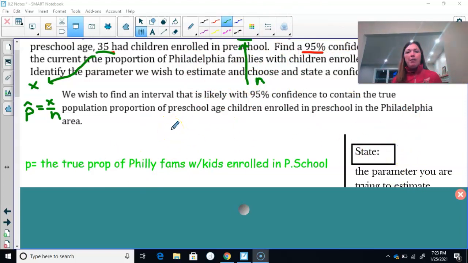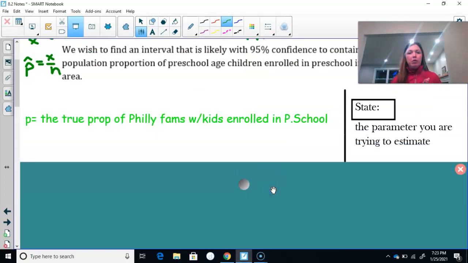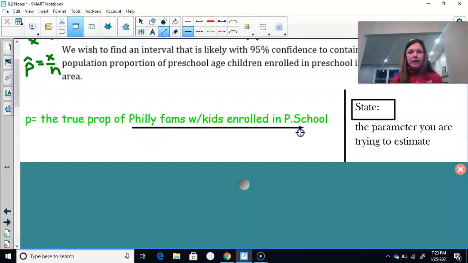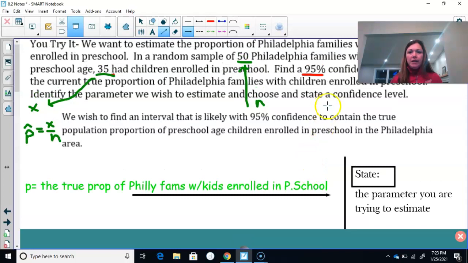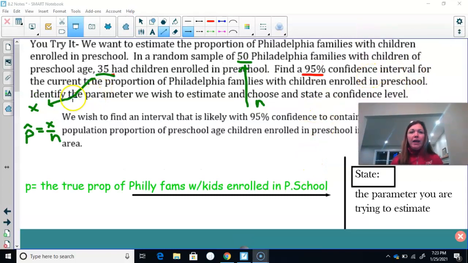In the state step, what am I going to be grading? I want the parameter that you are trying to estimate. Today, we're only dealing with proportions. So today, it will always be p equals the true proportion of, and then you fill in the context here. What is our context? They tell us in this problem: an interval for the current true proportion of Philadelphia families with children enrolled in preschool. So I shortened it a little bit, fams with kids enrolled in preschool, mainly just so you're not writing as much. Take a second, pause, get this down. This is important.